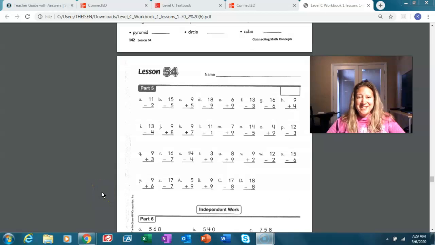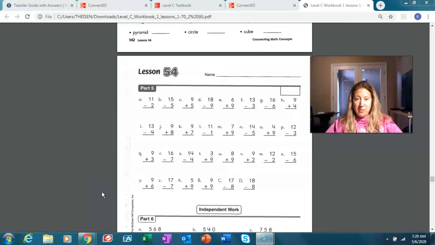Right, boys and girls, we're going to continue working on lesson 54 today. You need your workbook open to part 5. We're going to finish up the timed part. Okay? And then we'll work a little bit in the textbook. So with part 5, make sure you have your pencils down. First, we're going to say the facts for the problems in the top row.